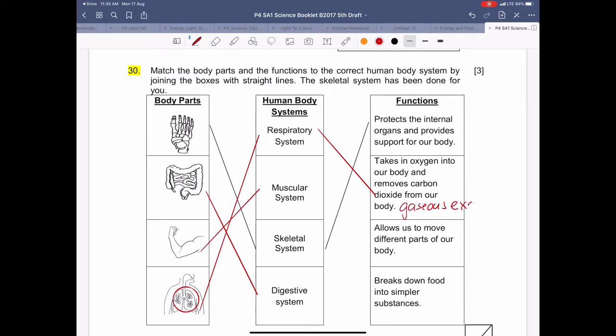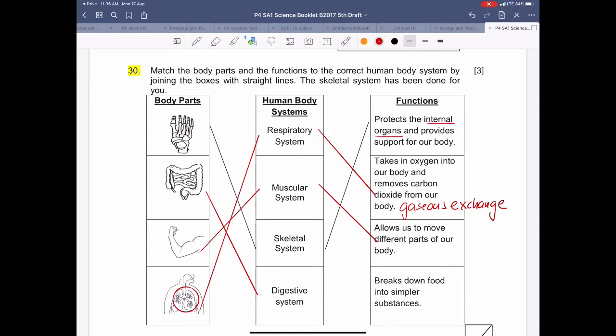Yes, sir. Alright, your body needs oxygen and gives out carbon dioxide. Your muscular system allows us to move different parts of our body. Okay, your skeletal system protects the internal organs and provides support for your body.